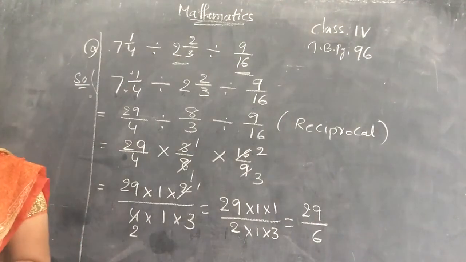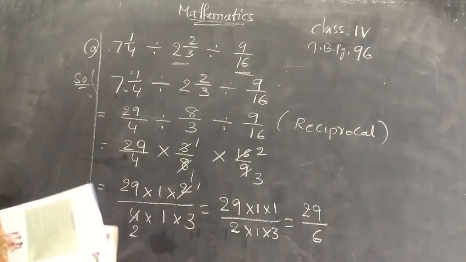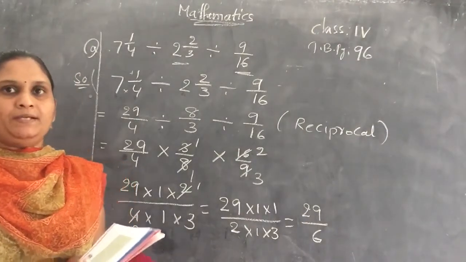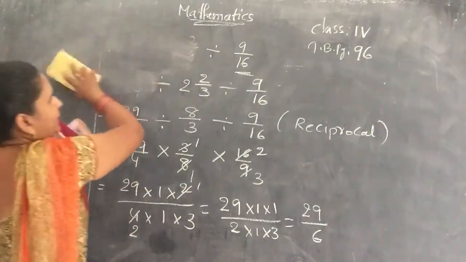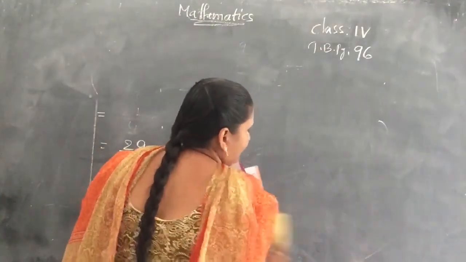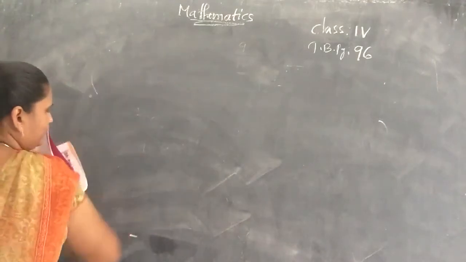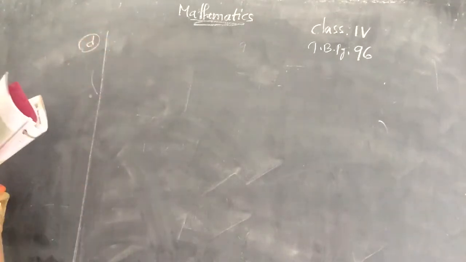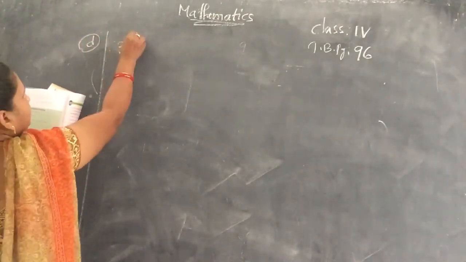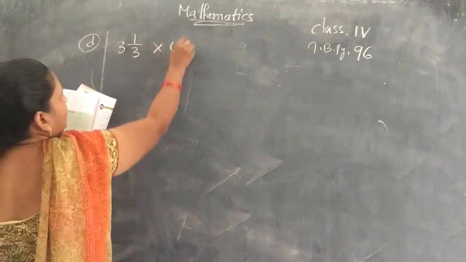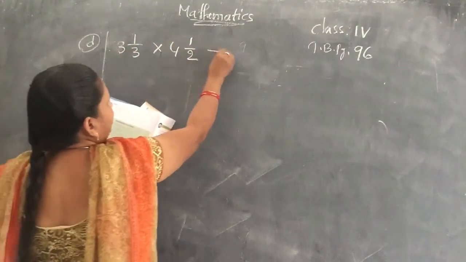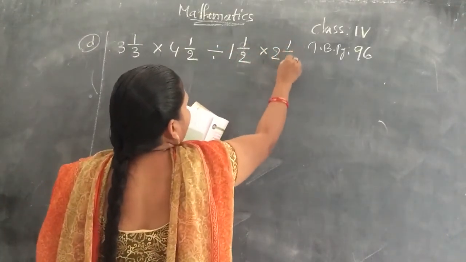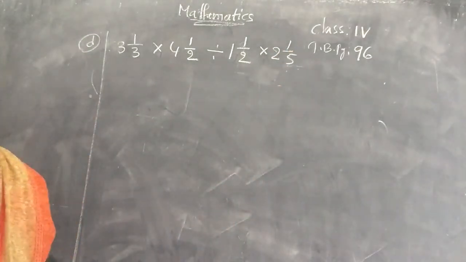Next, I am going to explain D. B and C, the two you have to do as homework. Now D, there are 4 fractions. However many fractions there may be, the method is the same, children. D: 3 1/3 into 4 1/2 divided by 1 1/2 into 2 1/5. Like that, multiplications are there in the middle.